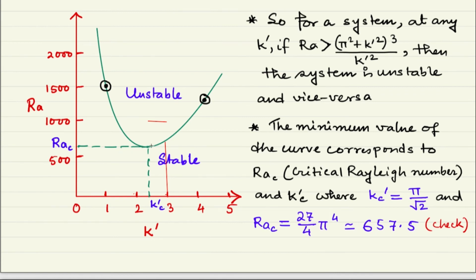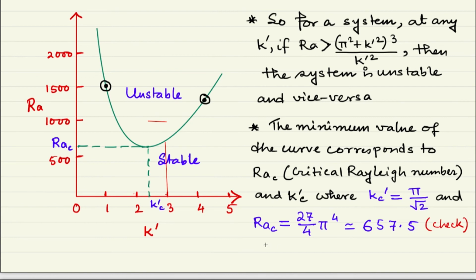Okay, then the corresponding critical horizontal wave number will be given by pi by root 2. That means at k prime equal to pi by root 2, you have the marginal Rayleigh number to be minimum. And the corresponding critical Rayleigh number, that is the minimum value of the marginal Rayleigh number, is equal to 27 by 4 pi to the power 4, which is almost equal to 657.5.